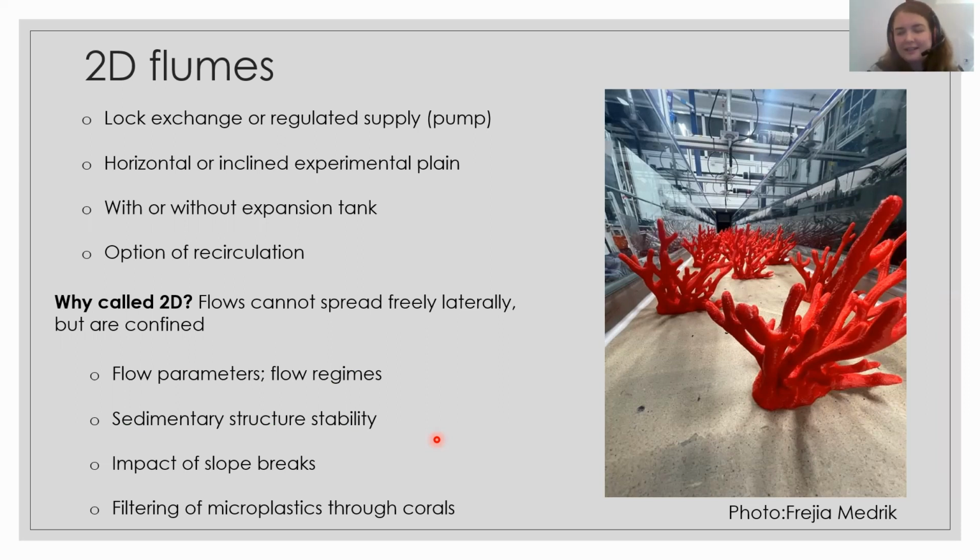So what do they look like? They're usually of an elongated shape. You can either have lock exchange flumes, which basically means you have a sediment box. You fill this up, and when you want to start the current, you release a lock and the current travels by its own excess density. Or you could have a regulated supply through a pump, and then you would know exactly, for example, the discharge you put into your 2D flow.